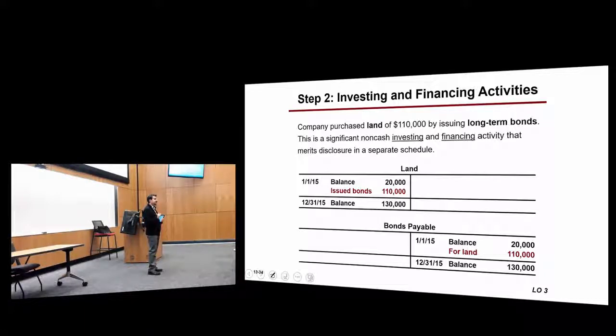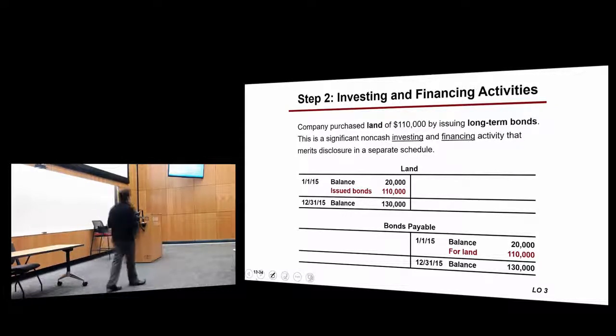The reason is that I'm going to actually spend more time on solving an actual statement of cash flows in class. There will be additional statements of cash flows done in the recitation sessions. Try to attend those. They will be very important to help you understand and to help you solve it correctly in the exam.